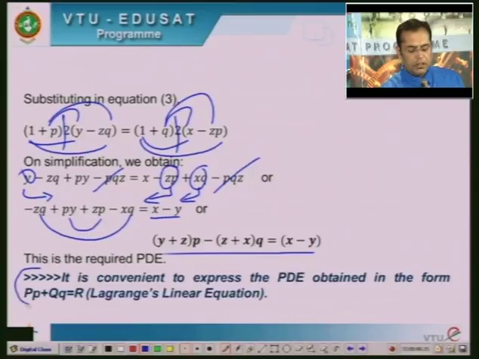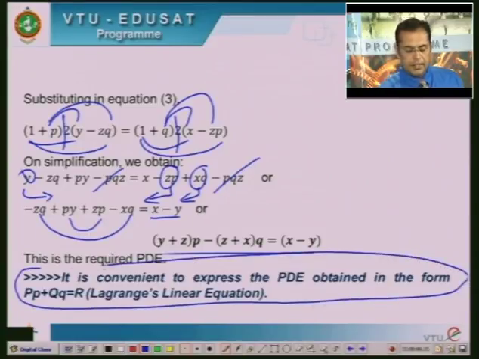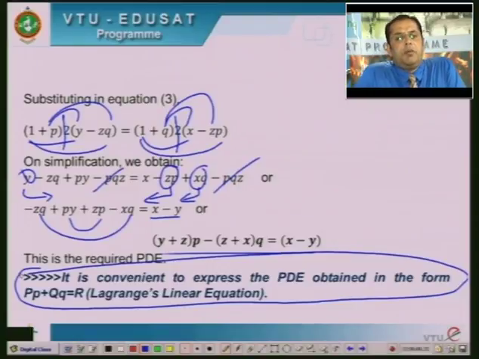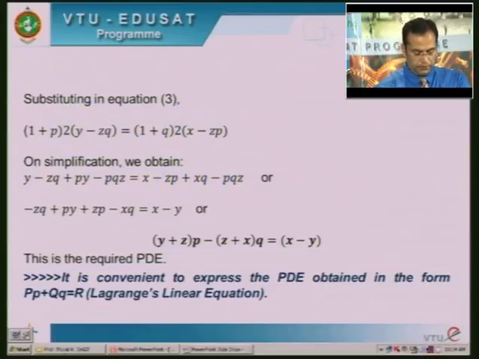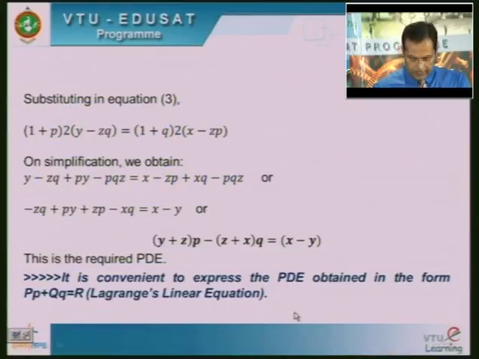Now, again it is convenient to express the PDE obtained in the form Pp plus Qq equal to R, which we earlier said is the Lagrange's linear equation. Now, let us go to the next example.